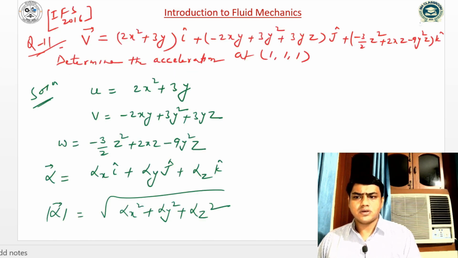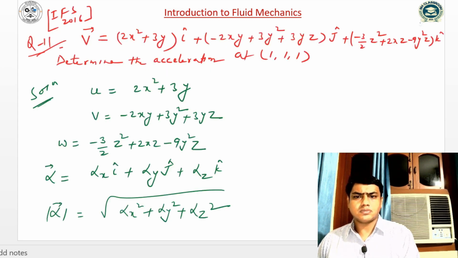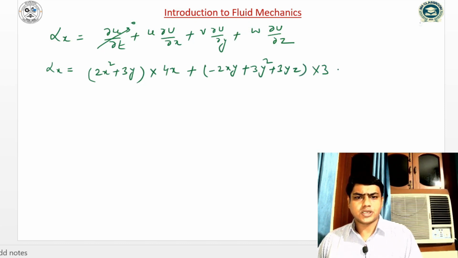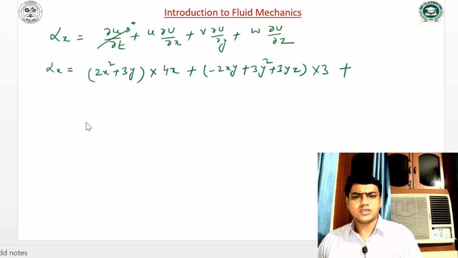What is v? V is minus twice xy plus 3y square plus 3yz, into del u by del y. So it is 3, plus w. So what is w? So w is minus 3 by 2 z square plus 2xz minus 9y square z. And del u by del z is 0, so it will be w into 0. So this component will be 0.